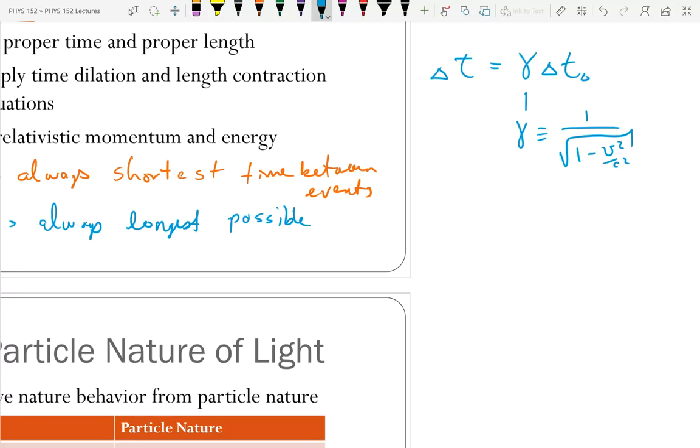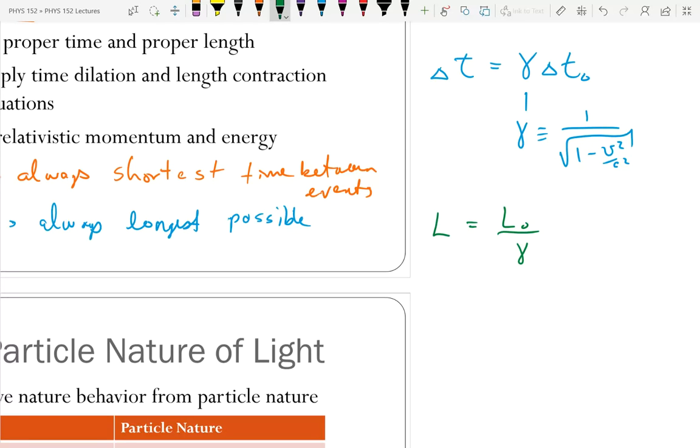So I usually calculate gamma right at the beginning of a problem. Every now and then it'll turn out to be unnecessary, but usually it's necessary. So I just usually calculate it right at the beginning. Length contraction: the length is equal to the proper length divided by gamma.